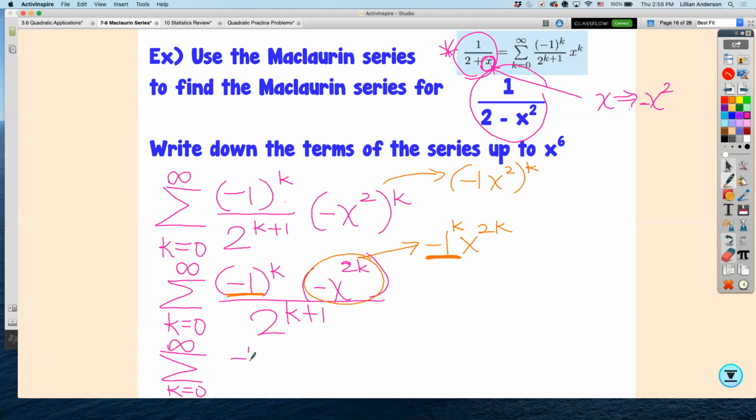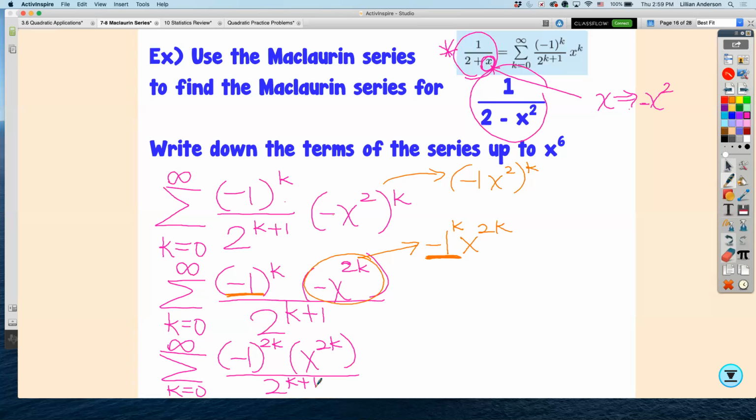It'll be -1 to the what power? The 2k, because remember when you multiply, you have the same base, you add, and then this becomes just x to the 2k over 2 to the k plus 1. Now, mind you, I'm trying to get to the point where I can write down the terms of my series, but I'm trying to simplify my expression first. -1 to the 2k power is what? -1 raised to the 2k.